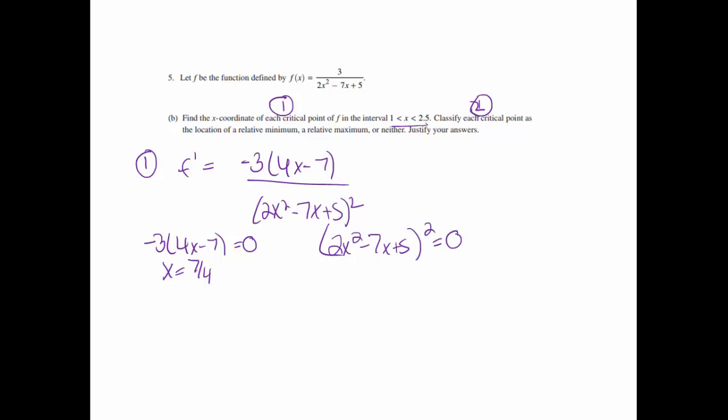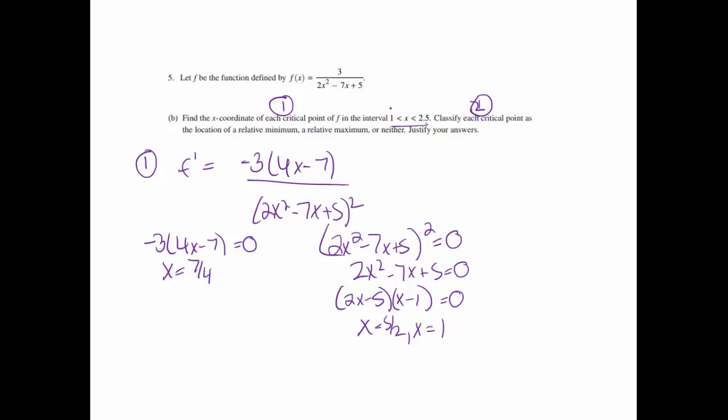first of all, I'm just going to square root both sides, so I'm just going to get 2x squared minus 7x plus 5 equals 0. This will factor. It will factor as 2x minus 5, x minus 1. And I'll still set that equal to 0 using the zero product property. I'm going to get x equals 5 halves and x equals 1. So those are all my critical values.